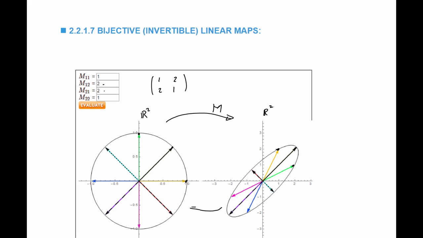I can always find an inverse, which I'm going to call M-1, because I take the black here, and I can go back from that black vector to find the pre-image of the black vector. Similarly, from the yellow, I can find the pre-image of the yellow. From the green, I can find the pre-image of the green, and so on. So you can see that there is a one-to-one map between every vector and its image.